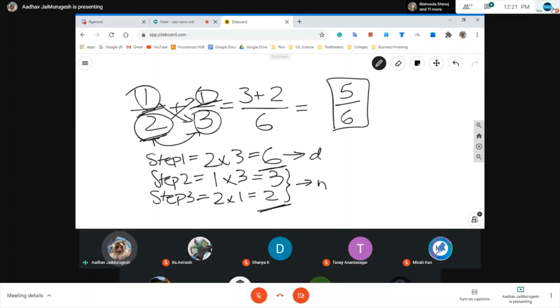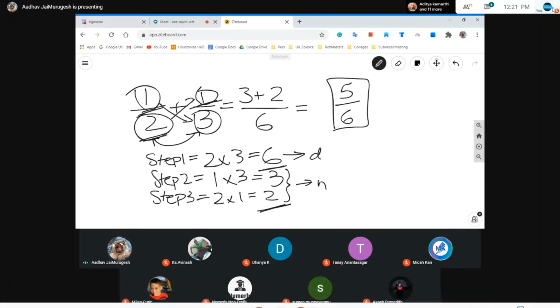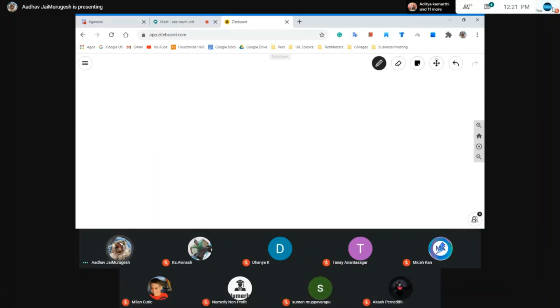Yes, it does work with all fractions. I'm really giving you guys different fractions, but yes, this does work in all fractions. So let's keep moving to teaching problem number 2.